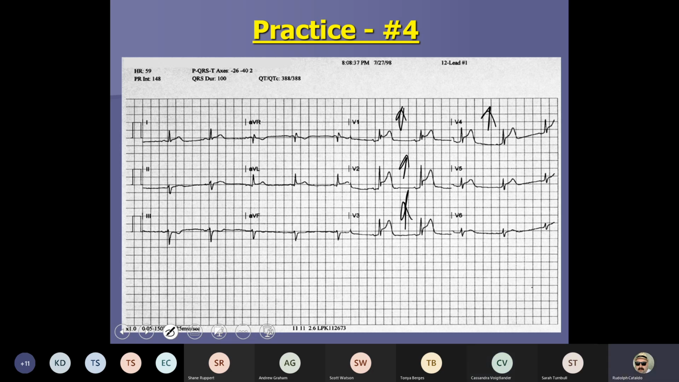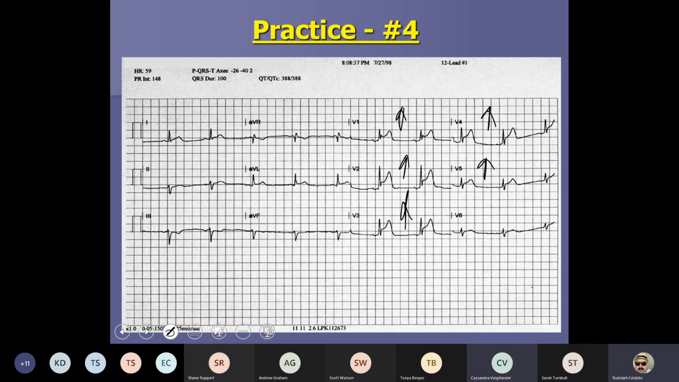Okay. Do we have elevation anywhere else? Maybe a little bit in 5. Okay. What else? No. Maybe I'll tell you this, and it's a very big maybe, not: AVL maybe, but it's really hard to tell. But you're right on the other leads.